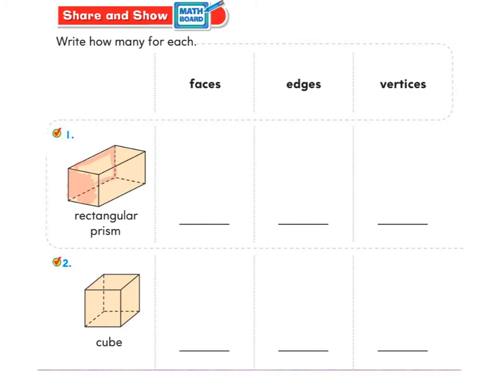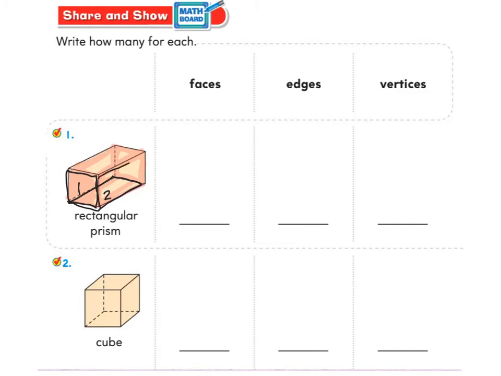So if I count how many faces there are, there's this one, so there's one, there's this one back here, 2, 3, 4, 5, 6. Now it's kind of hard to see, so I'm going to number them. We have 1, which is this one right here. The one that's on the bottom makes 2.